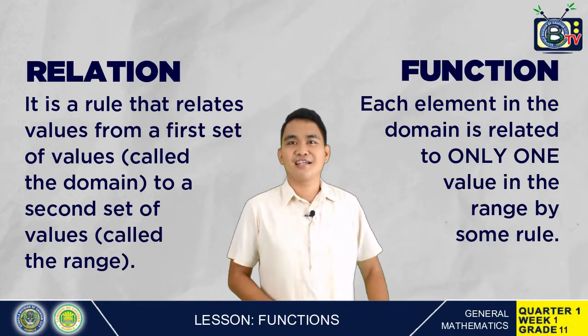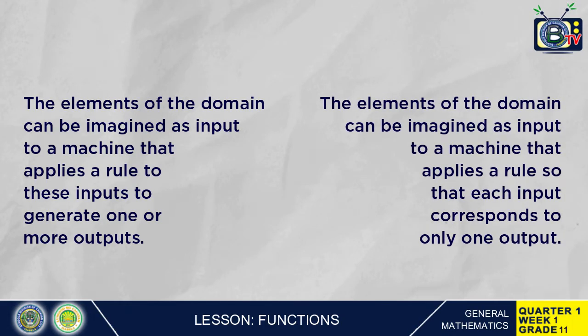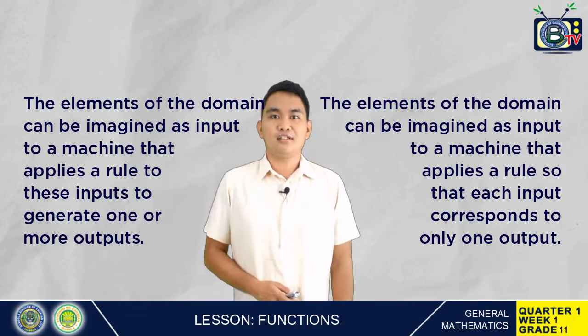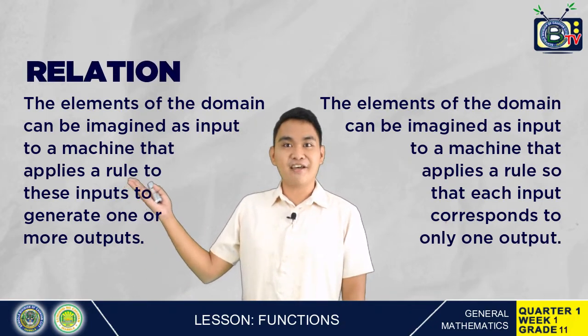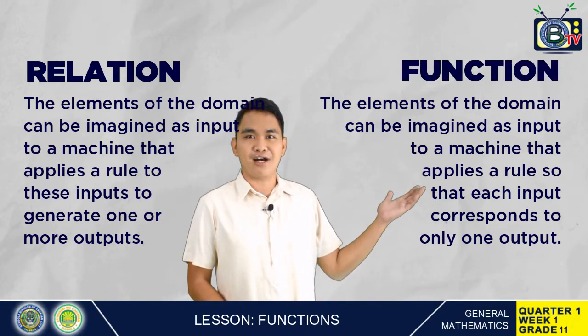Second set. The elements of the domain can be imagined as input to a machine that applies a rule to these inputs to generate one or more outputs. On the other hand, the elements of the domain can be imagined as input to a machine that applies a rule so that each input corresponds to only one output. On my left, this is the definition of relation, while on my right, this is the definition of function.